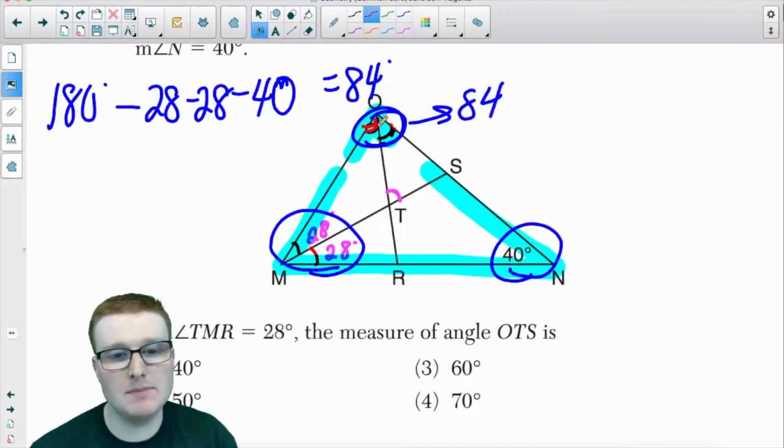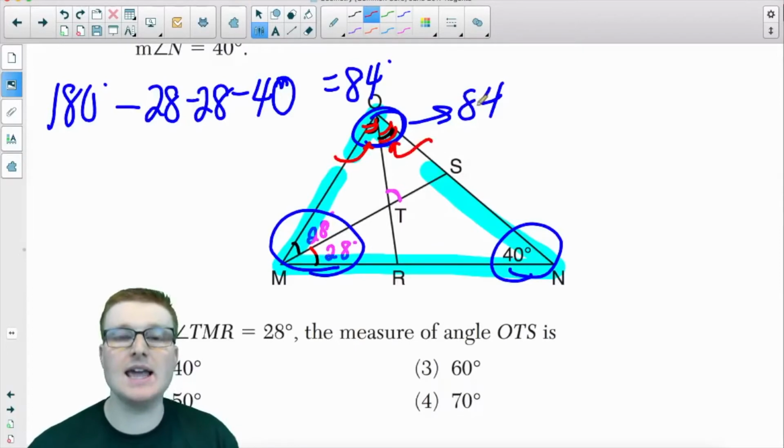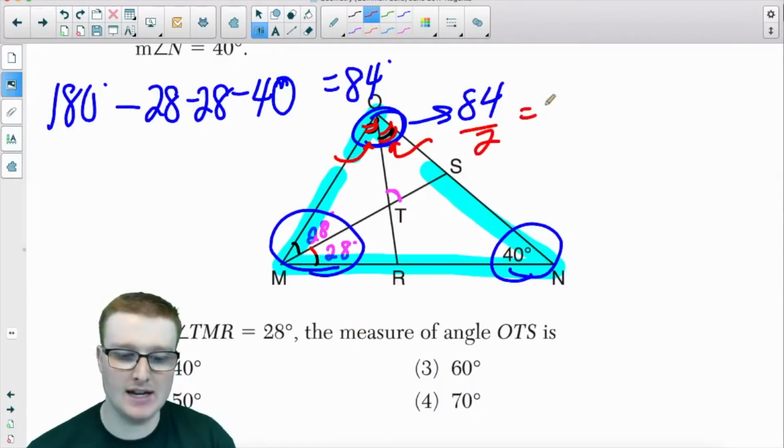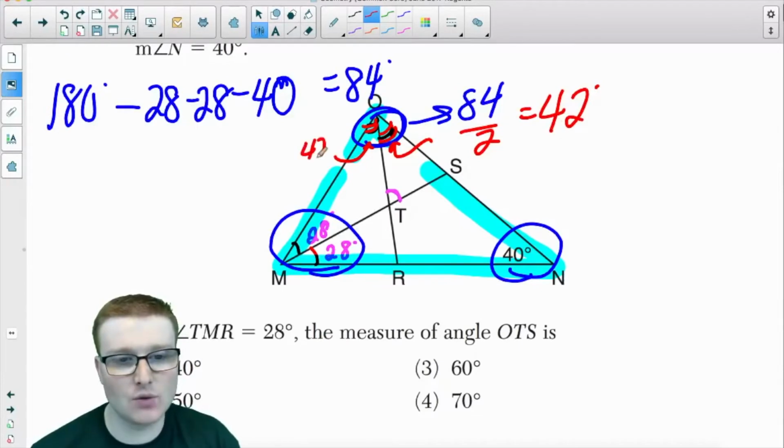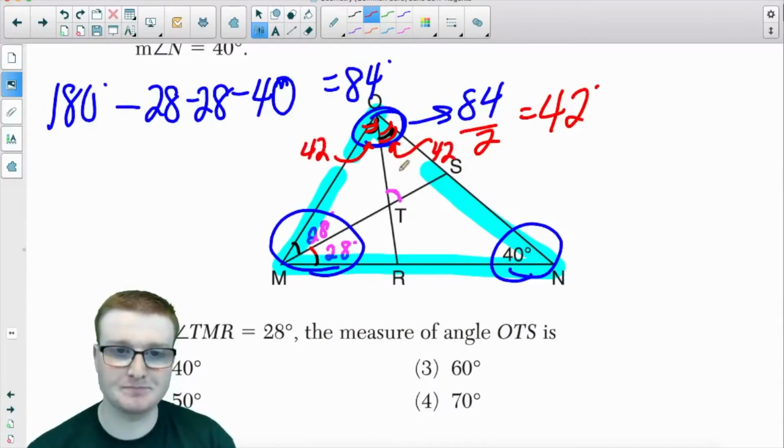Well, again, though, it's being bisected. So what is each angle? Well, you just need to take 84 and divide that by 2. You get an answer of 42 degrees. Okay, so each angle is 42 degrees. Perfect. Now your goal is to solve for that pink angle that you see here.